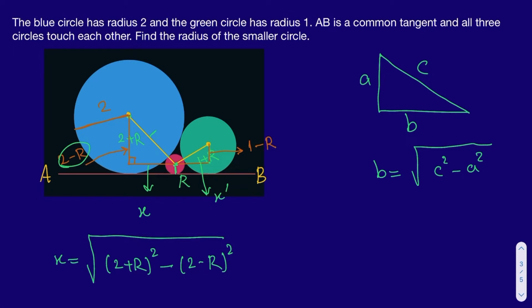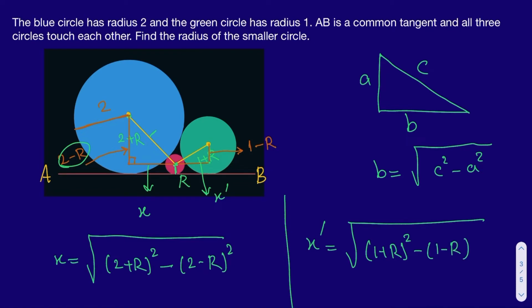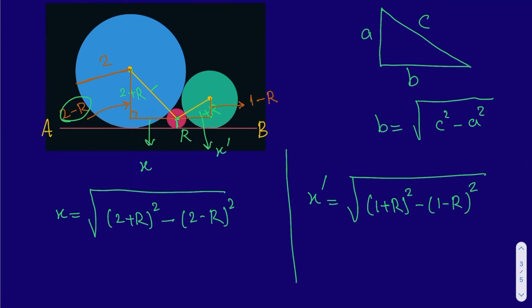So this is the value of x, and at the same time, along with this calculation, I would like to find the value of x prime, which is equal to, again, the same approach: (1 plus r) to the power of 2 minus (1 minus r) to the power of 2, where 1 here is the radius of the green circle. So I just try to simplify and find x and x prime.